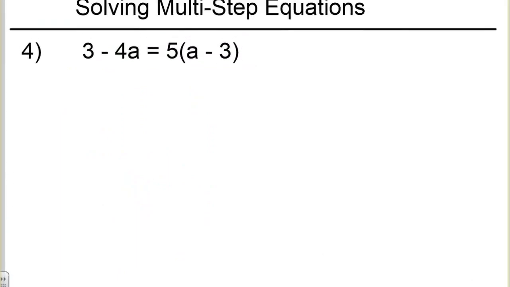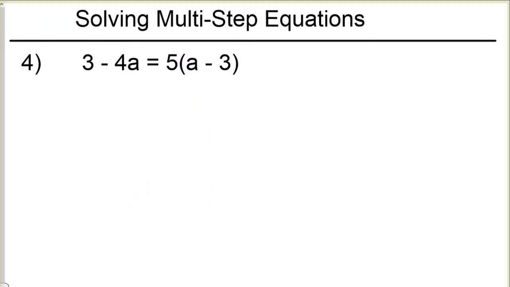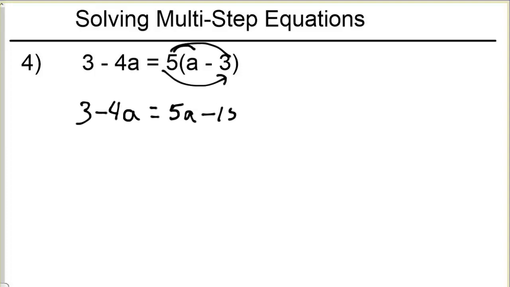Example 4. The left-hand side here appears to be completely simplified. 4a and 3 do not have any like terms, so I'm just going to bring them down. 3 minus 4a. And the right-hand side, I can take my 5 and distribute it here. So 5 times a will give us a 5a. And 5 times the negative 3 will give me a negative 15. And I write that as minus 15. And I'm pretty sure that's all I can do with step 1. There's nothing else I can combine or simplify.